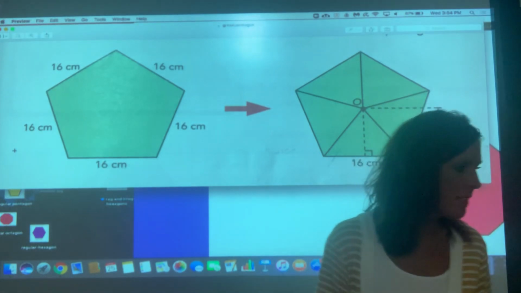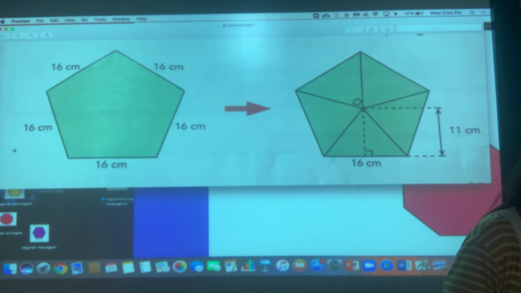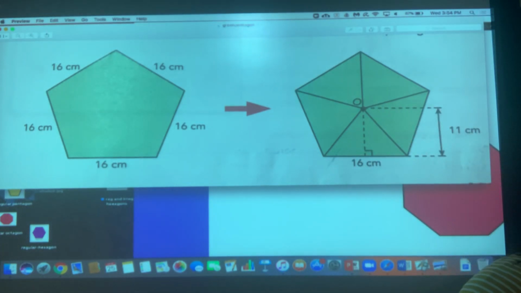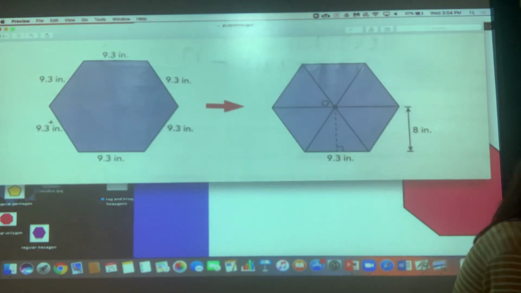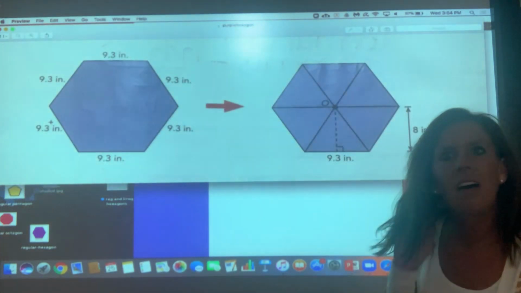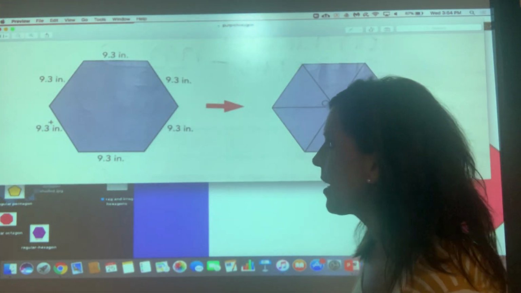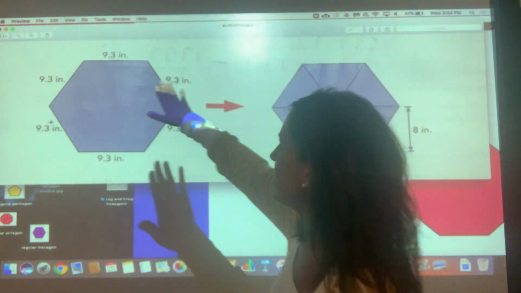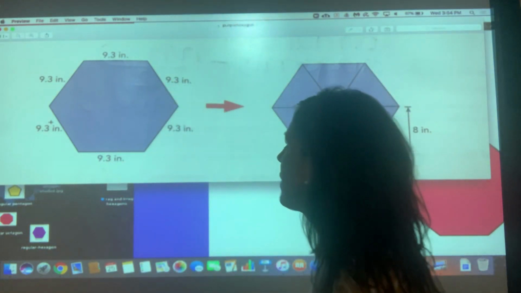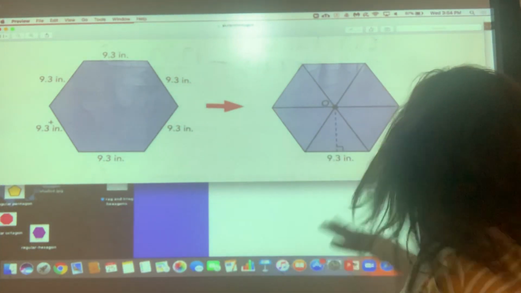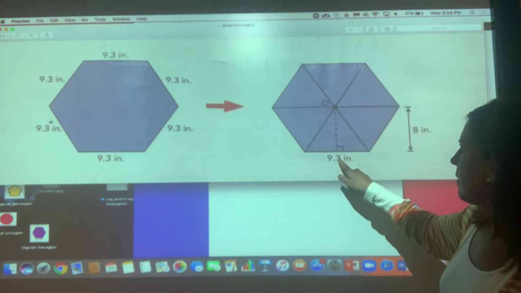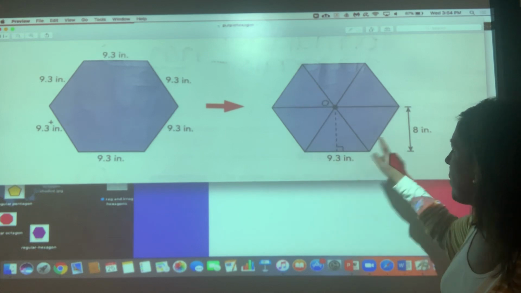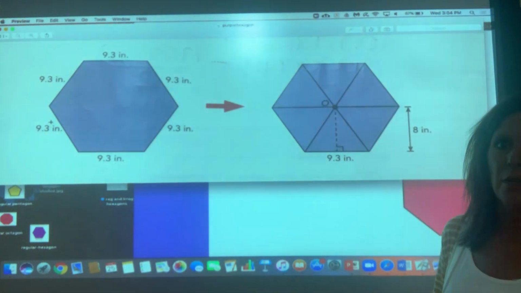Okay, let's try another problem that is similar. Okay, this time we're going to have the hexagon, the 6-sided shape. And again, it's just telling you here that all of the sides are 9.3 inches. And then over here, it's just written once because if we know that that's 9.3, then so are all of the rest, okay?